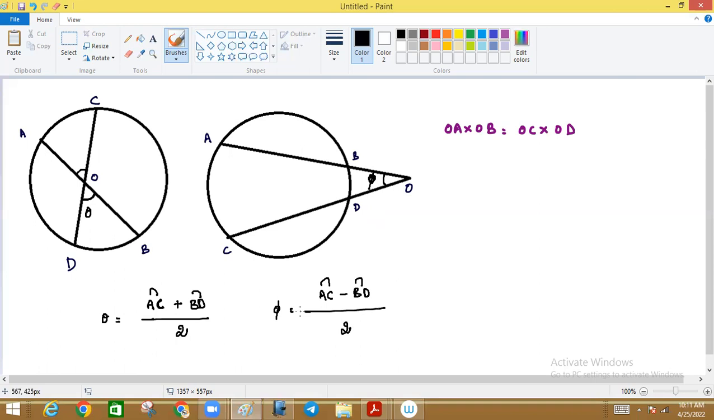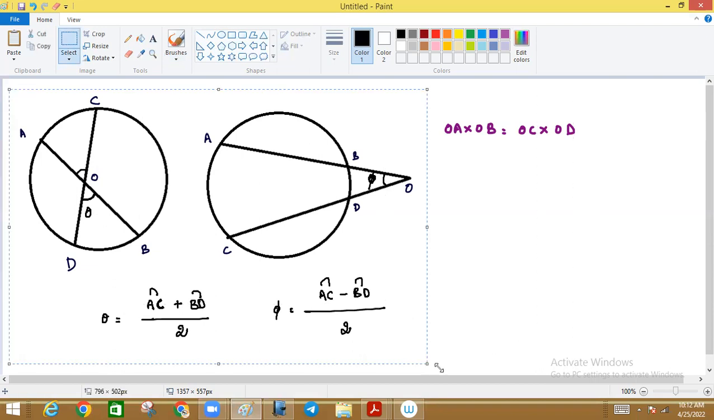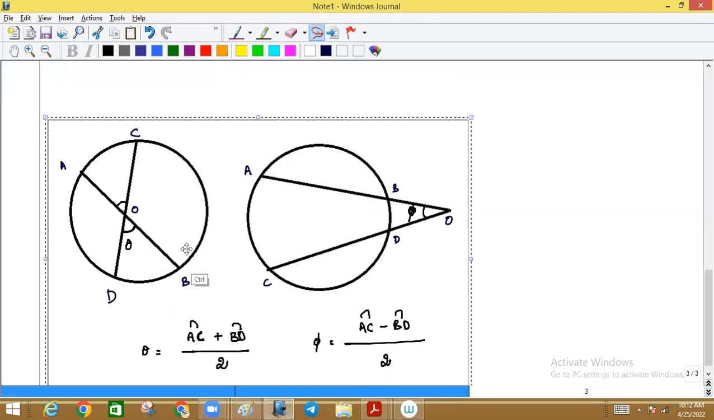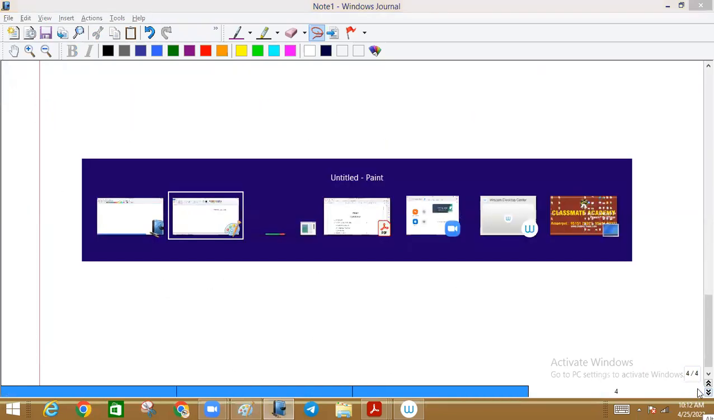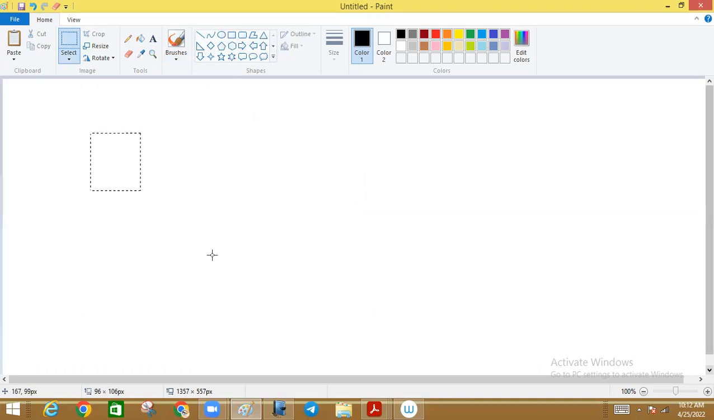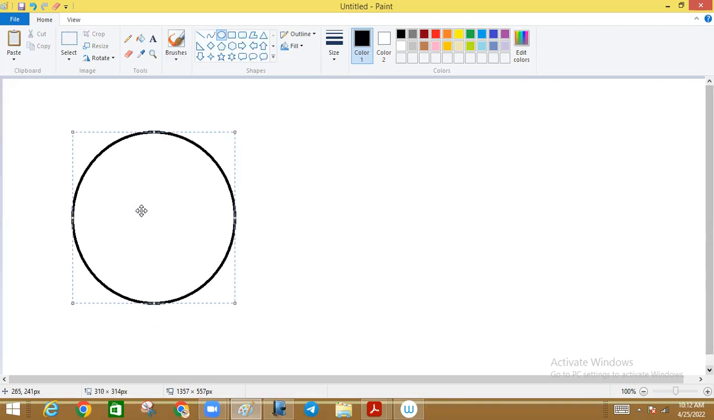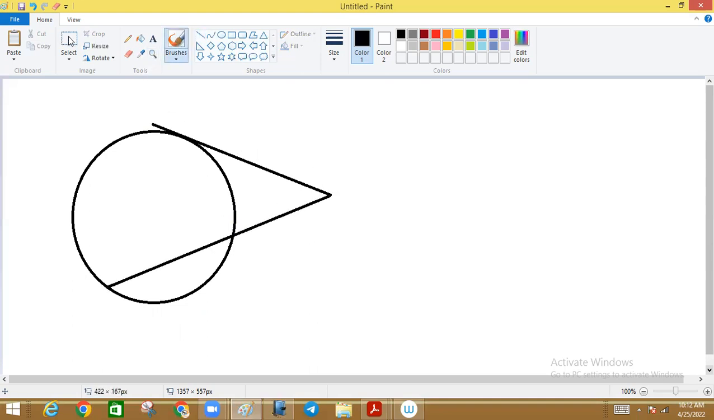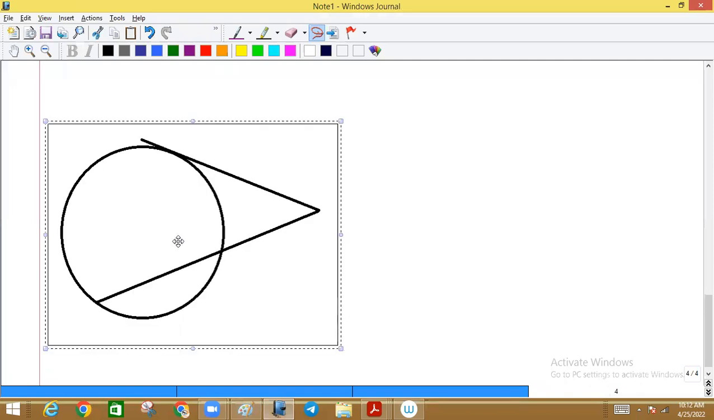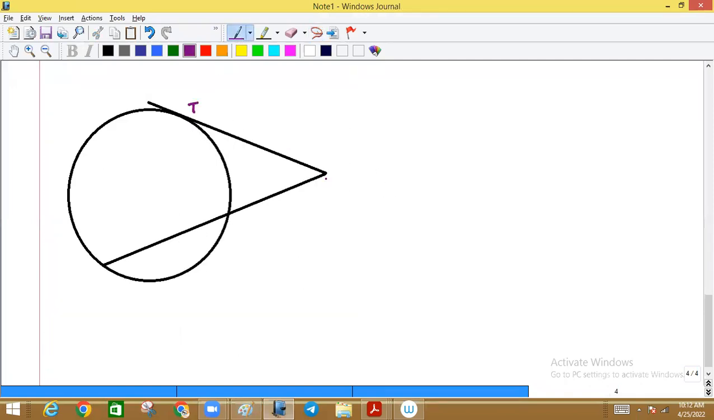Okay. In the same manner, what is angle BD? Sorry. So angle in the first one is AC plus BD by 2. Here it is AC minus BD by 2 angles. And as well as this one you must remember. One tangent and one chord is drawn. A tangent, a secant is drawn. It is T, O, A, B.